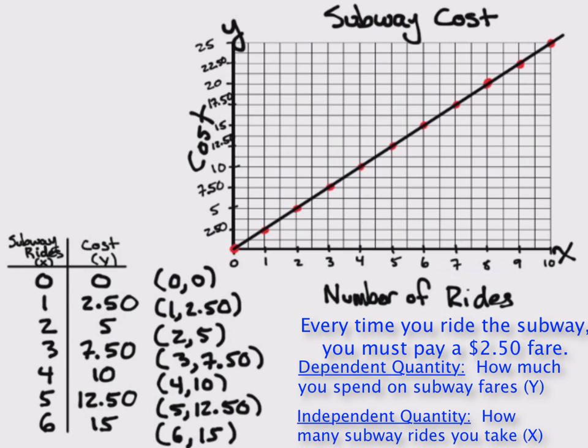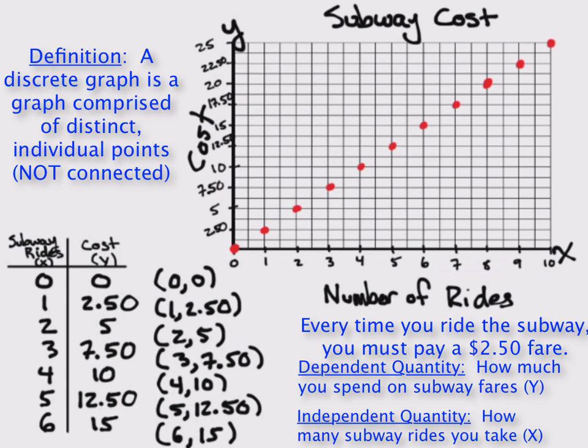Well, note that if we drew a line, that would imply that you could take fractional or decimal subway rides, which doesn't really make sense. Subway rides, you can't really take half a subway ride or 0.76 of a subway ride. And if we connected all those dots, that's what the graph would be implying. So in this case, the best representation of this relationship is with a graph that is made up of individual points that aren't connected. This type of graph is called a discrete graph.